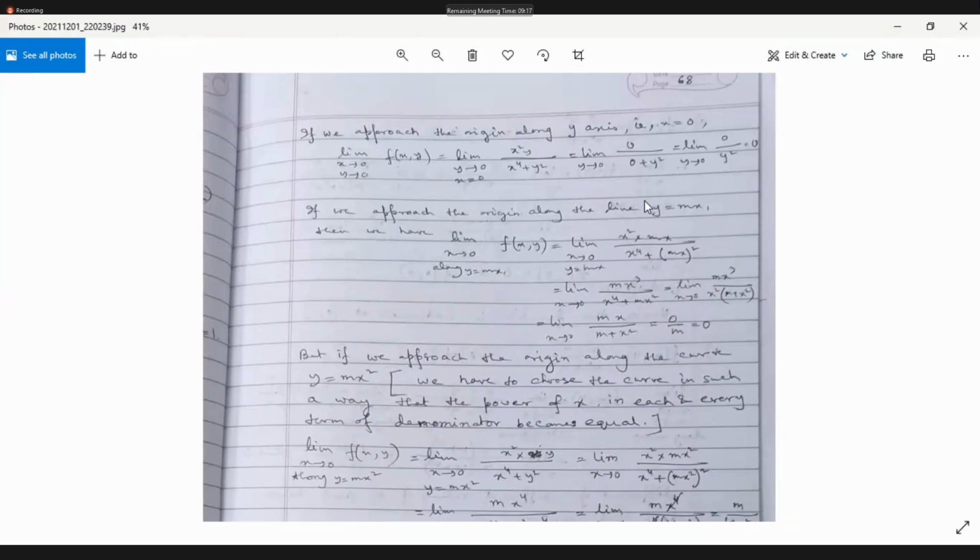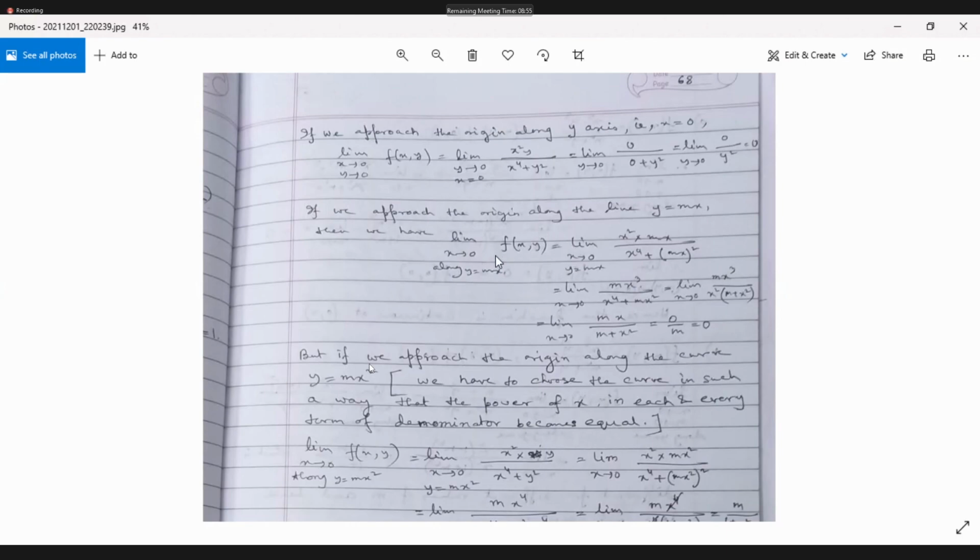Now, if we move along y equal to mx, if you don't want to show the first two, there is no problem, you can directly start from this. If you move along the line y equal to mx, that also you can do. It's not that you have to show x equal to 0, or that you have to move along the line y-axis and x-axis. It's not like that. You can straight away start from this. Let's move along the line y equal to mx.